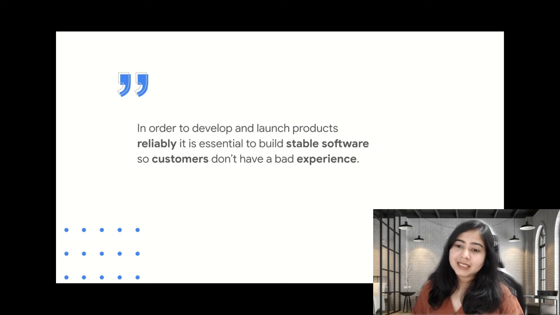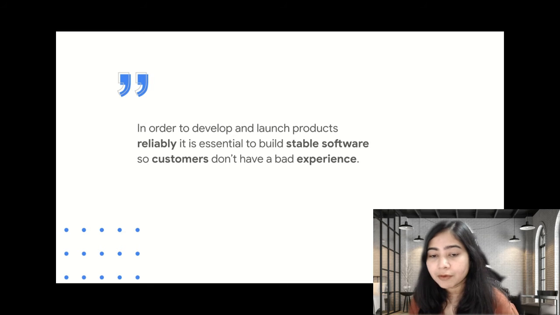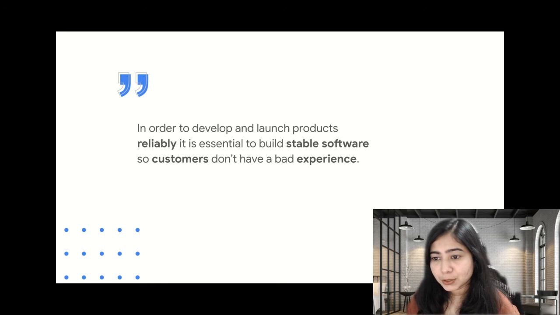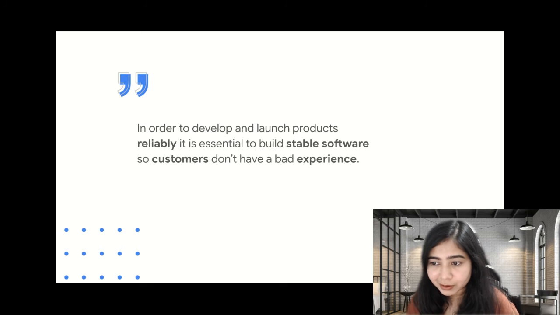I'd like to start by saying this. In order to develop and launch products reliably, it is essential to build stable software so customers don't have a bad experience. Few examples of bad customer experiences could be customers trying to pay but is unable to, or trying to apply a voucher code but seeing a weird exception on the screen. We all can relate to this. Therefore, it's important to consider and mitigate failures to provide the best customer experience possible. I think we all agree on that.